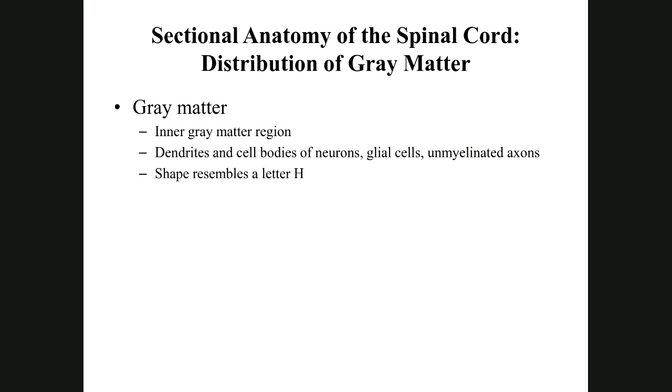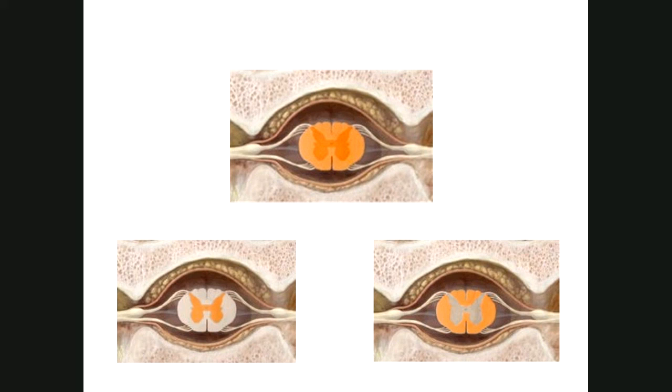Gray matter. Again, as we look, gray matter is the inner region. I've already kind of pointed it out. This is where we see those cell bodies. We see those synapses. And they say it resembles a letter H. I've always said it looks a little like a butterfly. Here they're talking H, but look at that. That looks like a butterfly to me, right? So here's that butterfly.